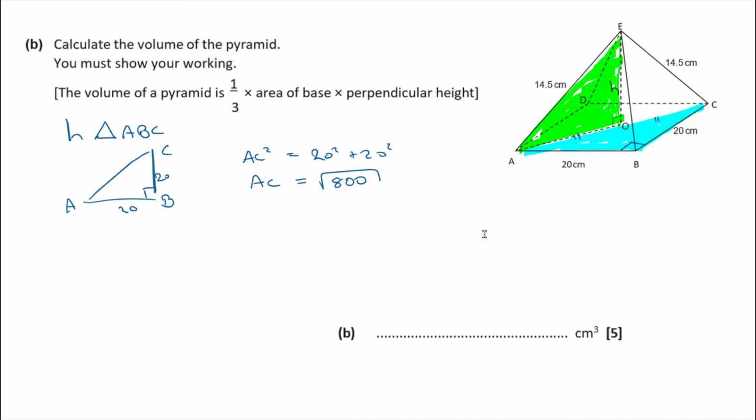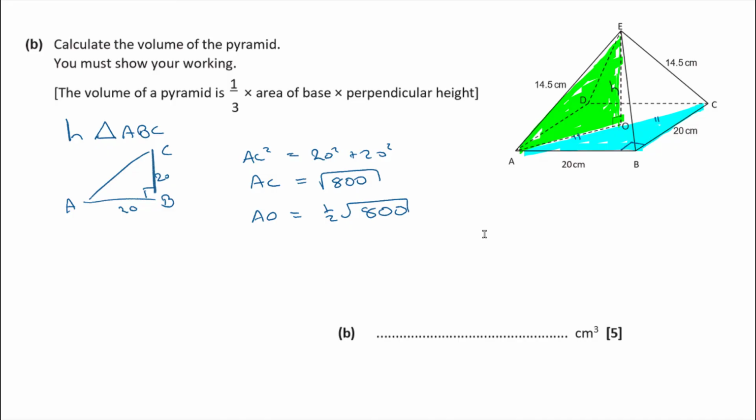In fact, I'm not going to bother working it out. I'm just going to leave it as that for now. Yeah, let's just leave it like that. I can always work it out later. So then AC is root 800, and then AO is going to be a half of root 800, isn't it? Okay, because it's half the distance of AC.